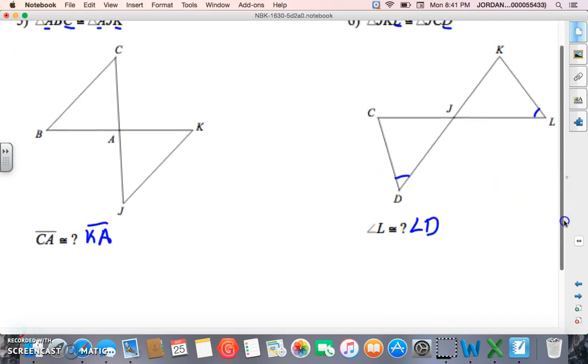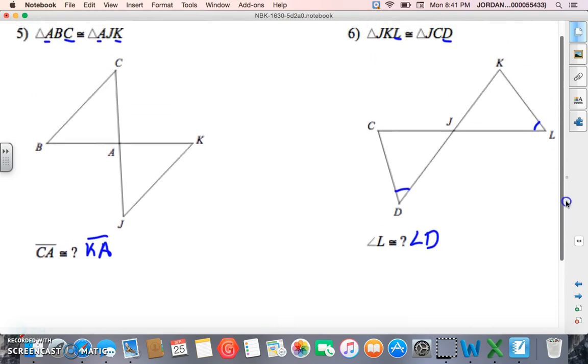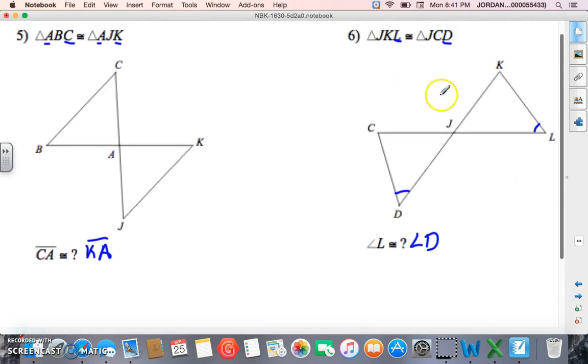It is that simple. I promise. It's not any more complicated than that. Just figure out what's the right order of the corresponding letters.